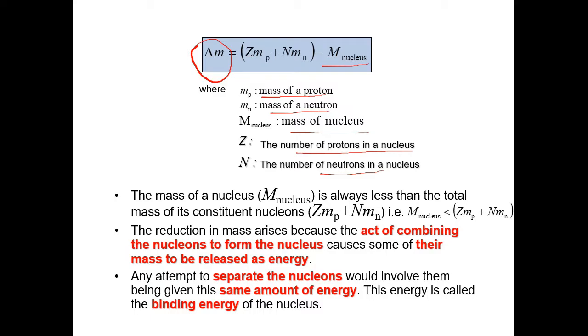Actually, the mass of the nucleus is always less than the total mass of its constituent nucleons. The reduction of mass arises because of the act of combining the nucleons to form the nucleus. So any attempt to separate the nucleons would involve this same amount of energy, and this energy is called binding energy.